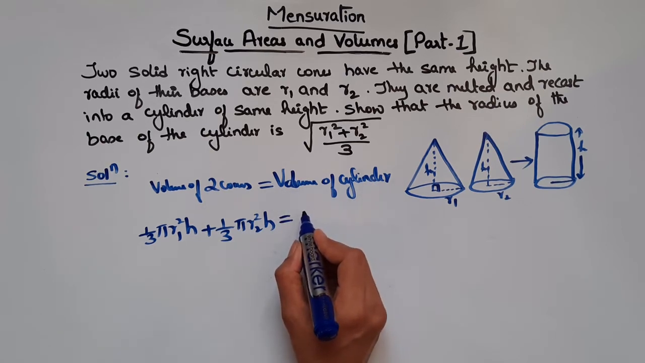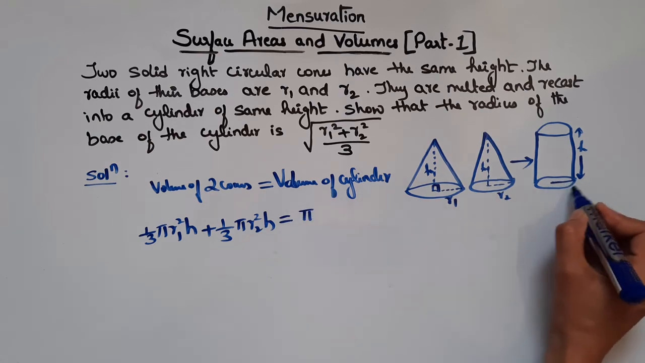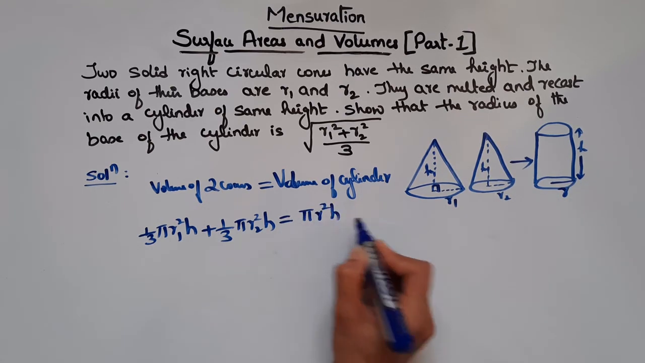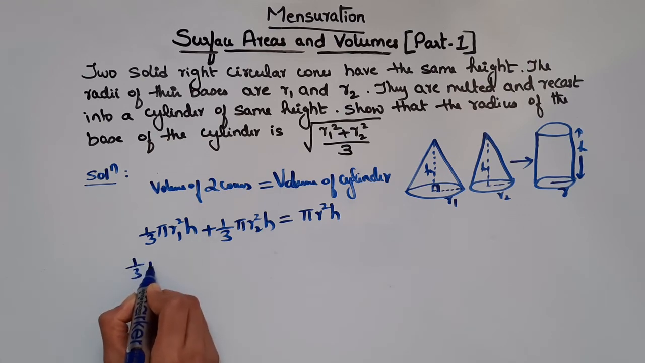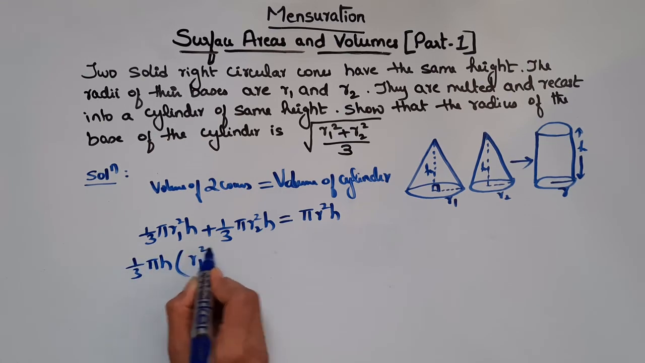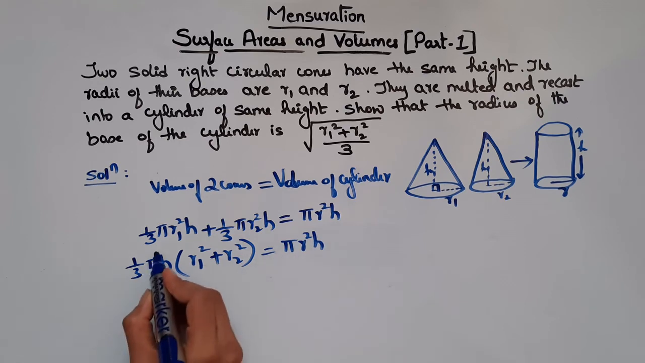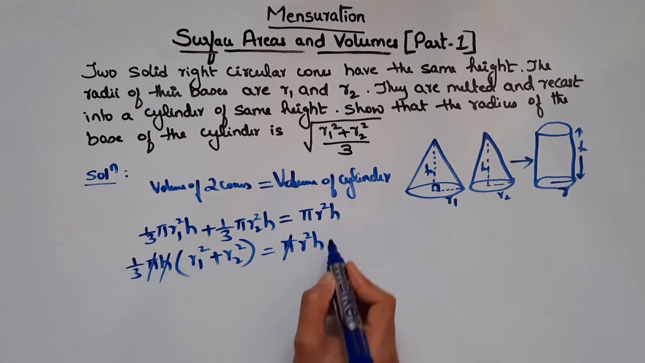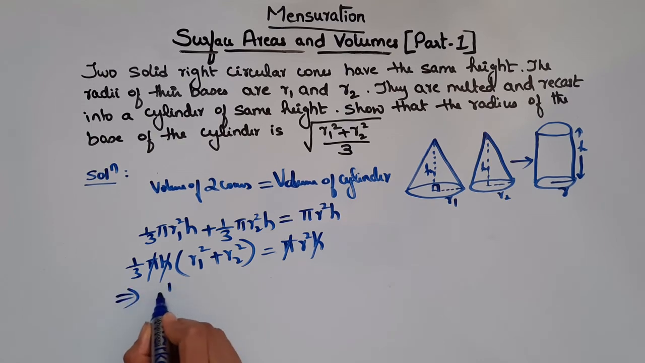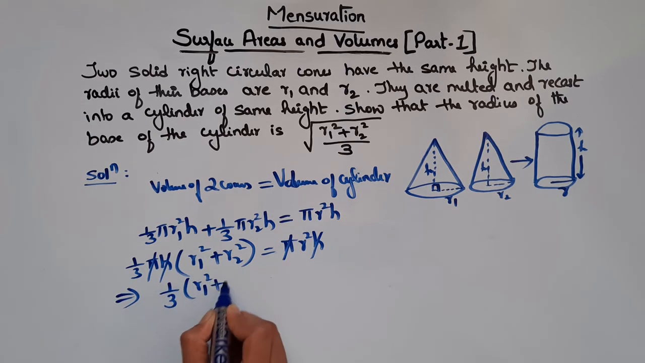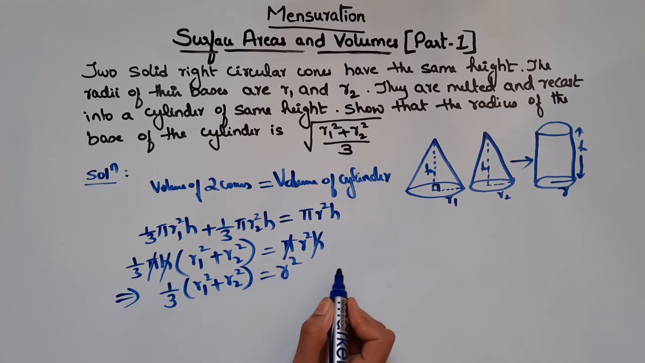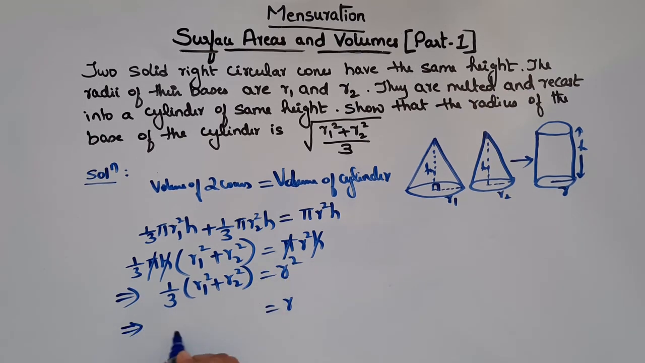We know the volume of the cylinder is given by pi r square h. Let's take this radius as r. So pi r square h. Here if you see, 1 by 3 pi h is common. We are left with R1 square plus R2 square, which is equal to pi r square h. So pi and pi are gone, h and h are gone. This implies 1 by 3 into (R1 square plus R2 square) is equal to r square, which implies r is equal to square root of (R1 square plus R2 square) by 3. So hence the radius of the cylinder is square root of (R1 square plus R2 square) by 3.